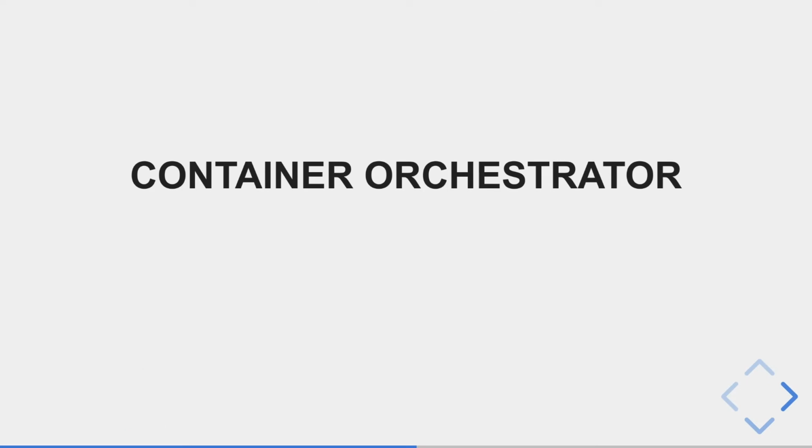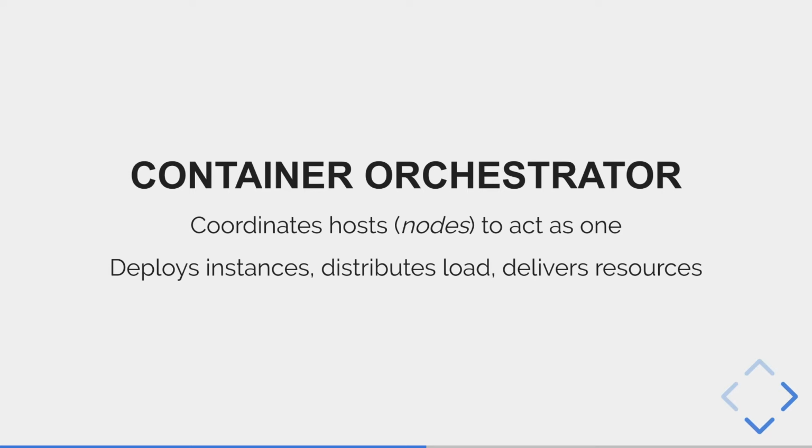Kubernetes is actually a container orchestrator. It doesn't actually run the containers. It coordinates multiple hosts, which unfortunately for us Drupal people are called nodes, insert groan here, to act as one. So we have all of these nodes in our container cluster that act as a single cohesive unit, and the orchestrator stands over all of that in order to make sure that instances are deployed correctly, that load is distributed properly, and that resources are made available necessary to run the application. So it acts as a watchful eye to make sure that all of these resources are there and available for your application to run.